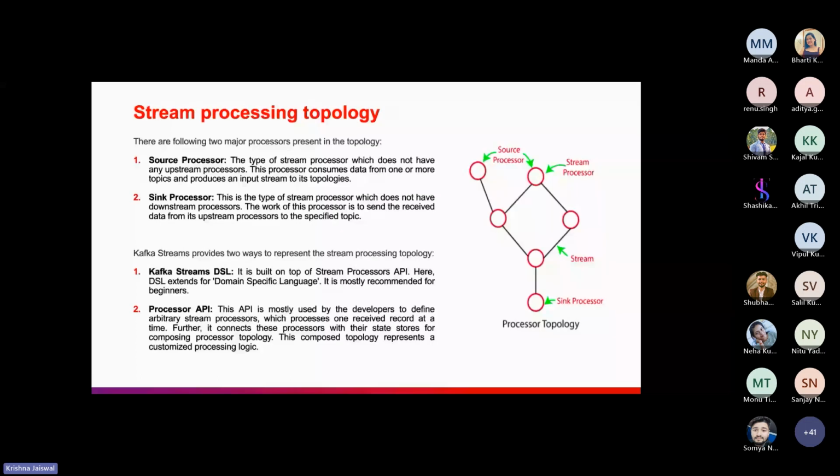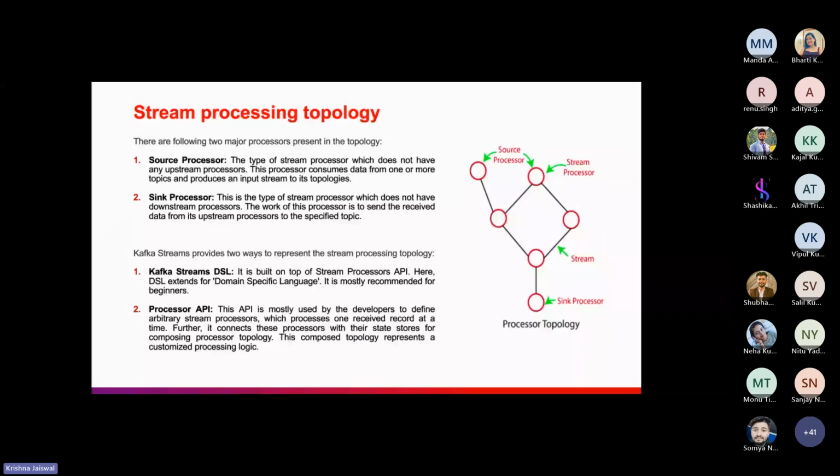For the stream processing topology, there are the following two major processors present in this topology. The first one is the source processor and the second one is the sink processor. The source processor is the type of stream processor which does not have any upstream processor. It consumes data from one or more topics and produces an input stream to its topology. Sink processor is the type of stream processor which does not have any downstream processor. The work of this processor is to send the data received from its upstream processor to a specified topic.